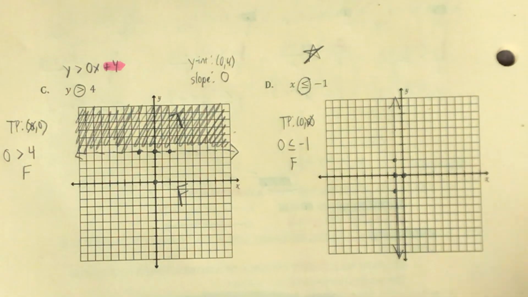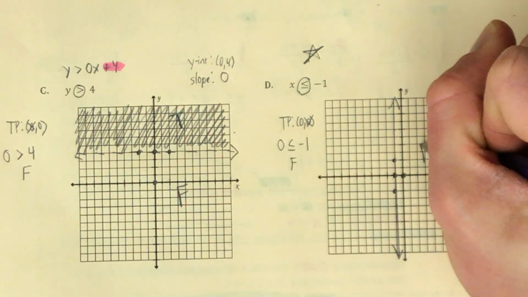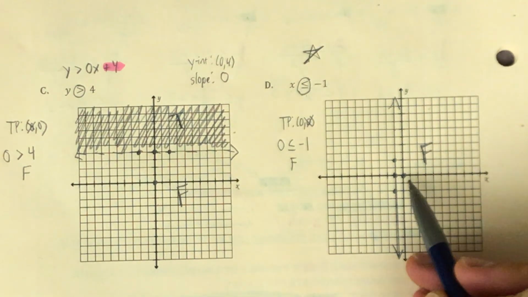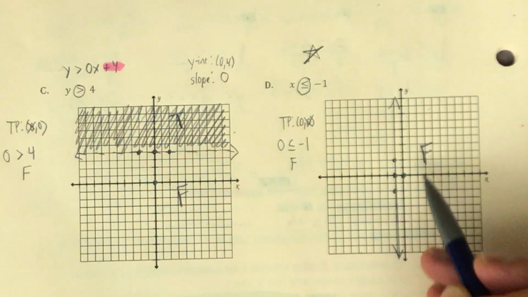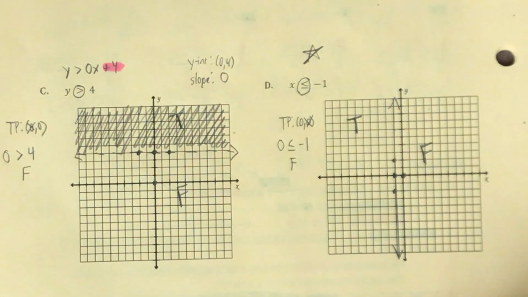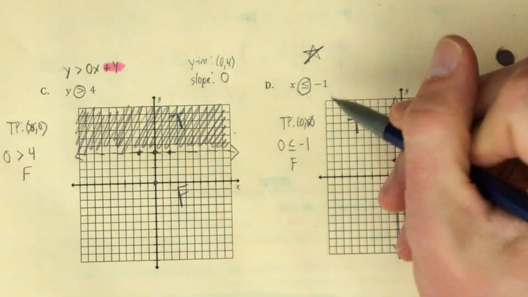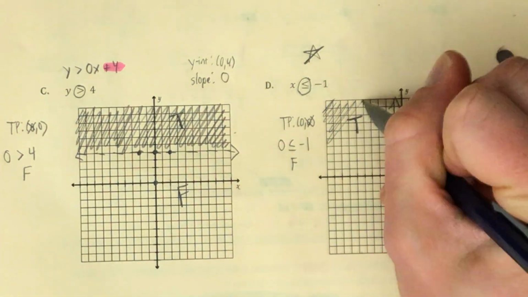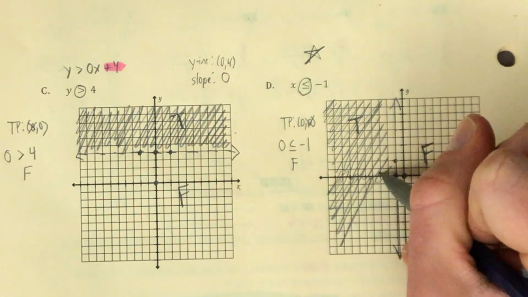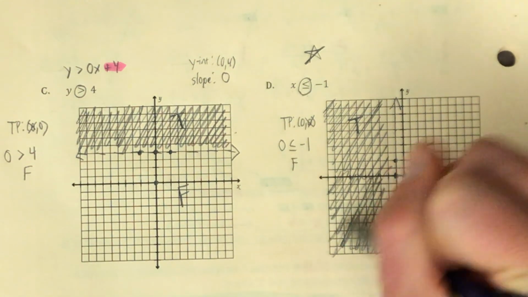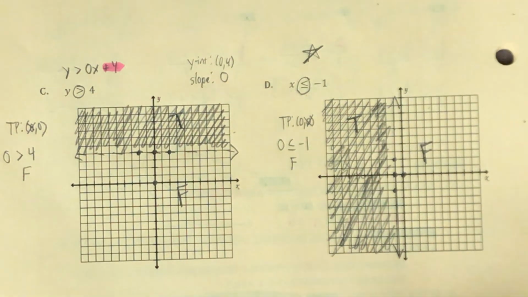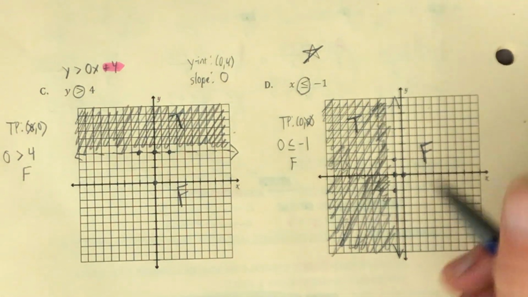Now again, that was false, so that means everything on the same side as the test point, which was right here, is going to be false, which means everything on this side is going to be true. And we always shade the side that's true. So we're going to come over here, and we are going to shade this side. We're going to do our best. It doesn't have to be perfectly solid, but it needs to butt up to the line, and it needs to show that everything on that side is a solution.